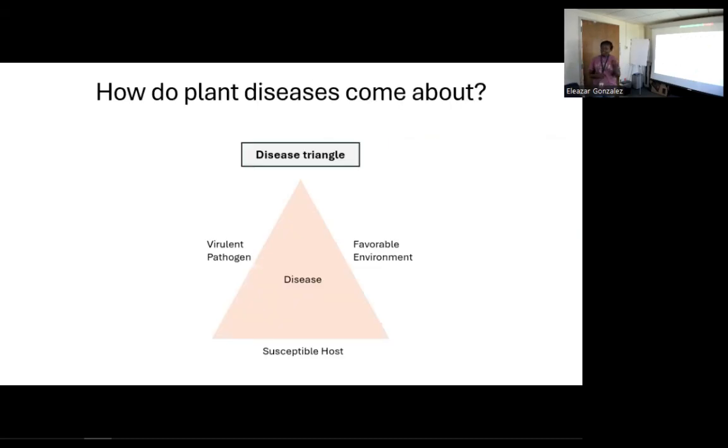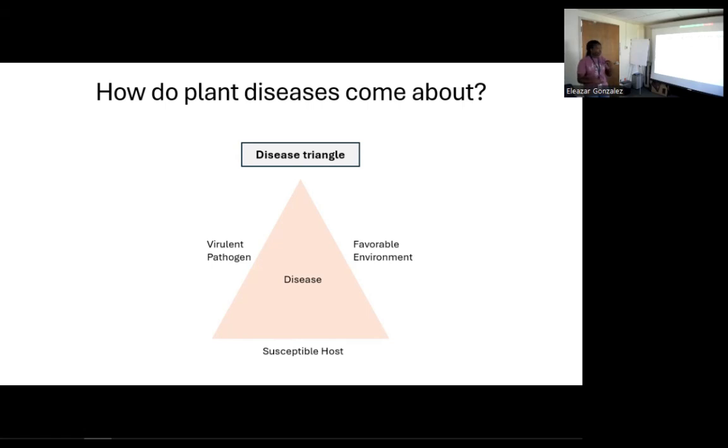When we are talking about plant diseases, we want to try and understand the disease triangle, because it's a very, very important concept. It tells us how the disease comes about. And if you do end up getting disease, it's always good to think back to the disease triangle, because then we can look at what we can do for each of these variables to manage the disease.